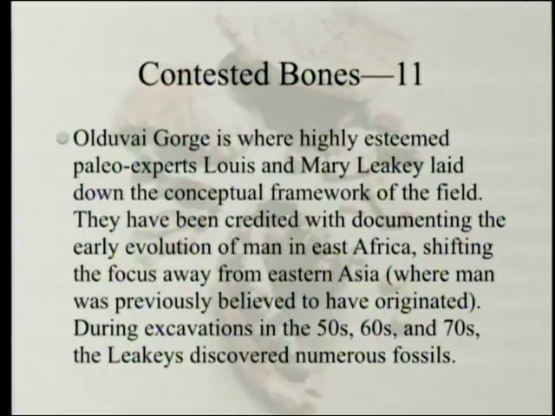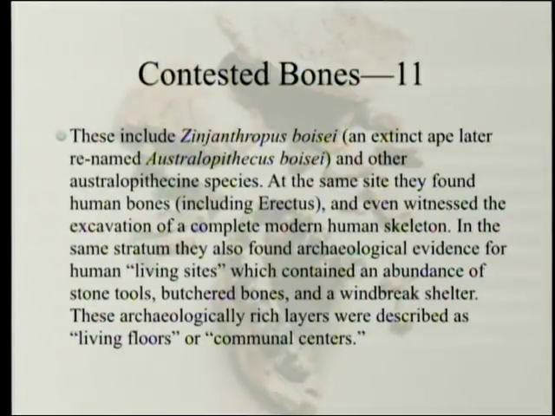During excavations in the 50s, 60s, and 70s, the Leakeys discovered numerous fossils. These include Zinjanthropus boisei, an extinct ape later renamed Australopithecus boisei, or Paranthropus boisei, and other Australopithecine species. At the same time, they found human bones, including Erectus, and even witnessed the excavation of a complete modern human skeleton. In the same stratum, they also found archaeological evidence for human living sites, which contained an abundance of stone tools, butchered bones, and a windbreak shelter. These archaeologically rich layers were described as living floors or communal centers.